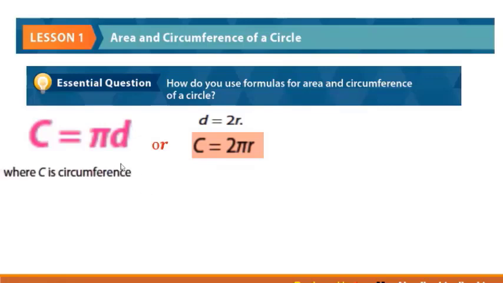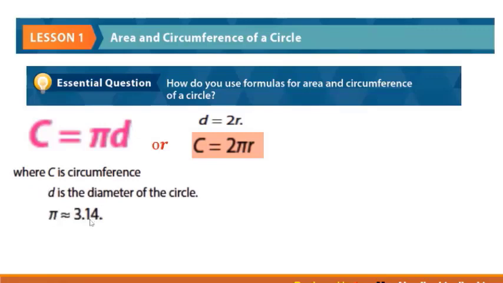Then we have to discover something. Again, C is my circumference, pi is 3.14, and D is my diameter. And pi again is 3.14, or sometimes we use 22/7, but the familiar one most of the time is the number 3.14.